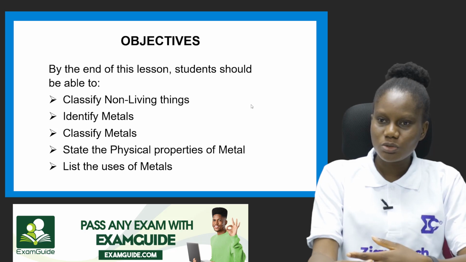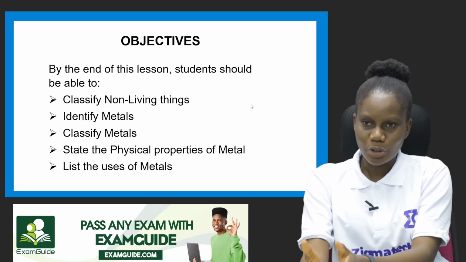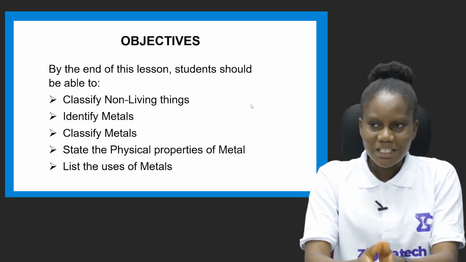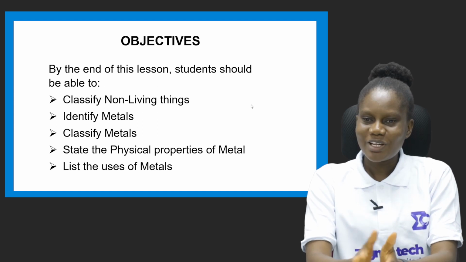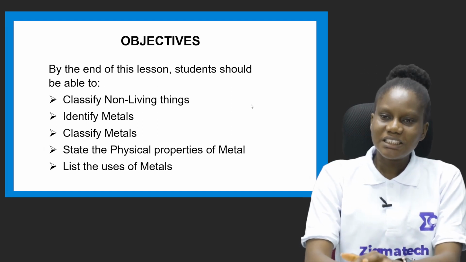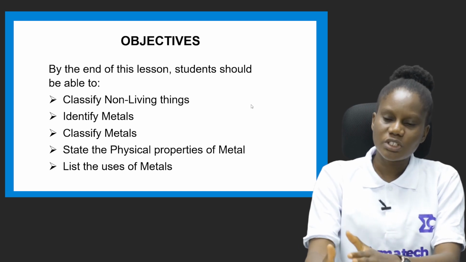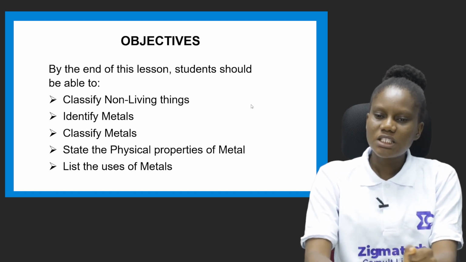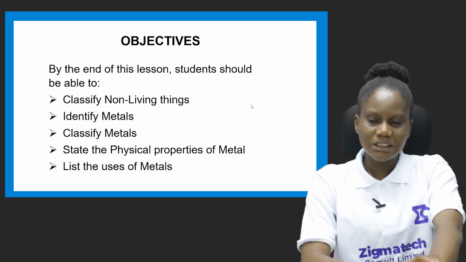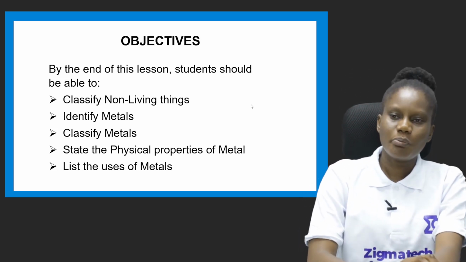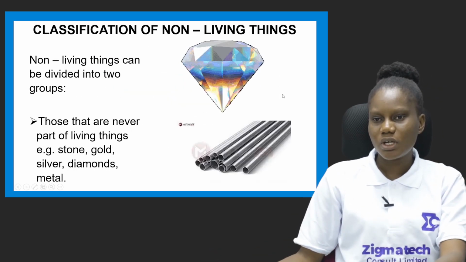When you see them, you should know, okay, this metal belongs to this group, it belongs to this other group, and this metal can conduct electricity. And I won't say the other one because we're going to find out later. The next is, you should be able to state the physical properties of metal, the principal properties of metal, and you should be able to list the uses of metals. So we're going to class right away.